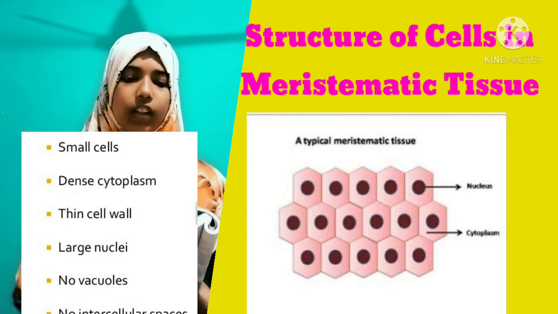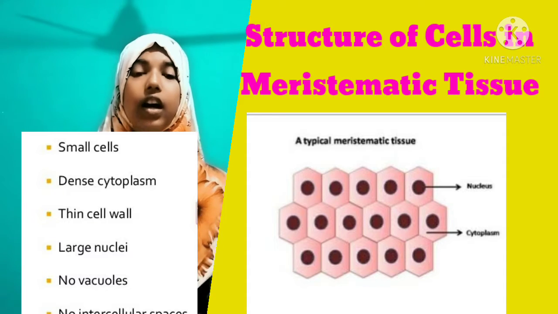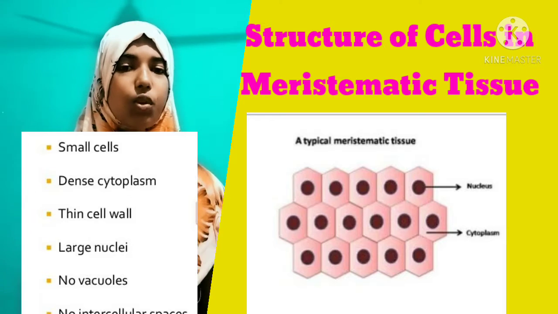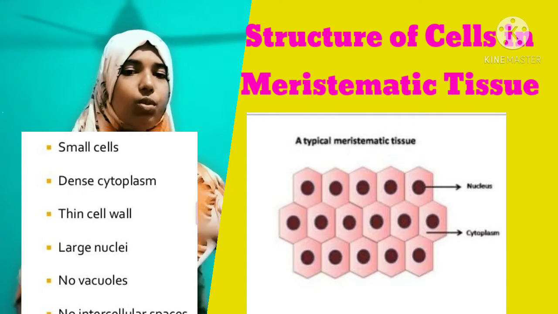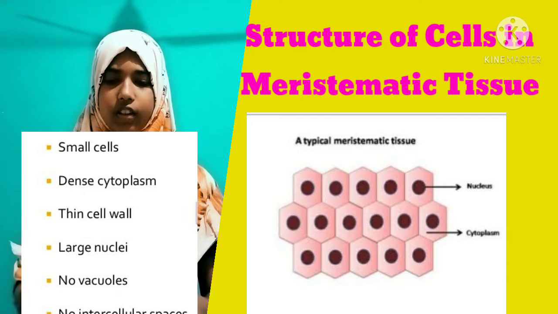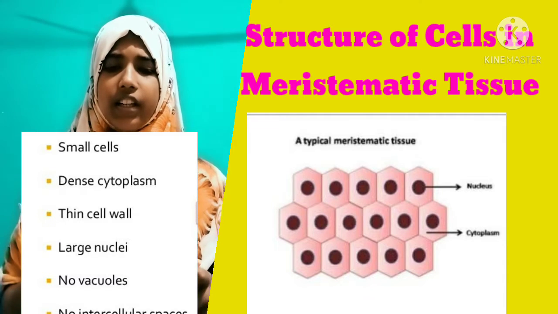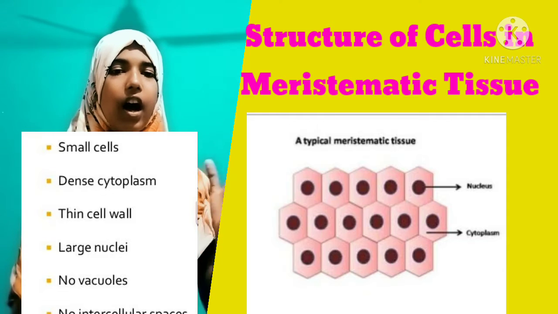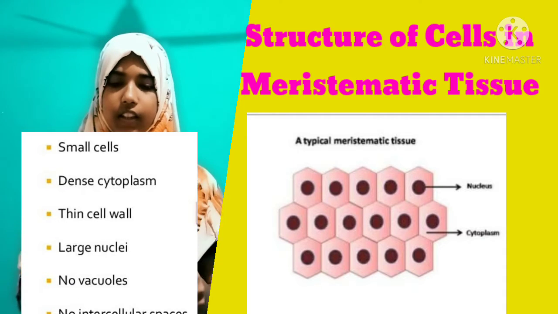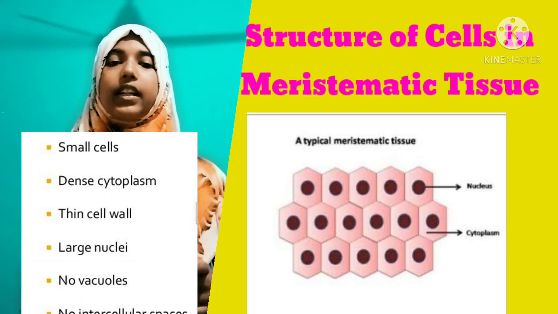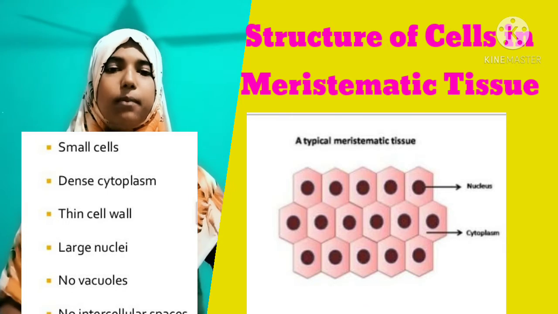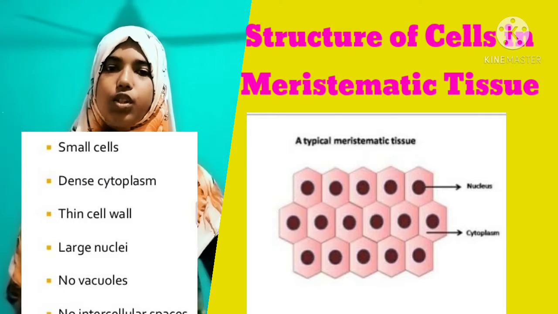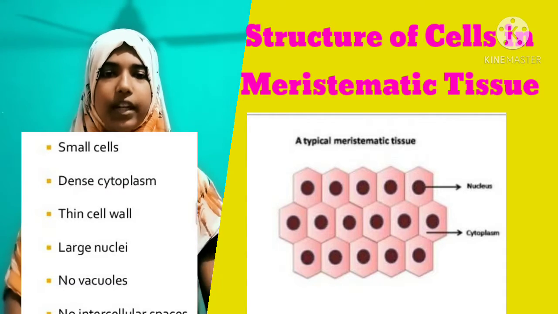Next, it has dense cytoplasm. So the layer of the cytoplasm present in those cells is very dense, as you can see in the picture. Next, thin cellulose walls. So the walls of the cells are very thin. Next, prominent nuclei. Nuclei is the plural form of nucleus. So there are prominent nuclei.